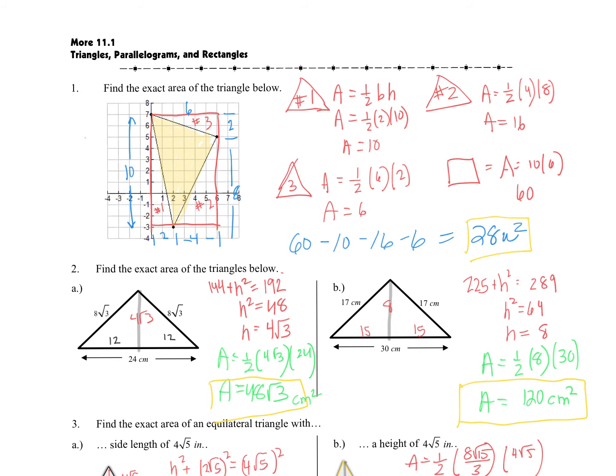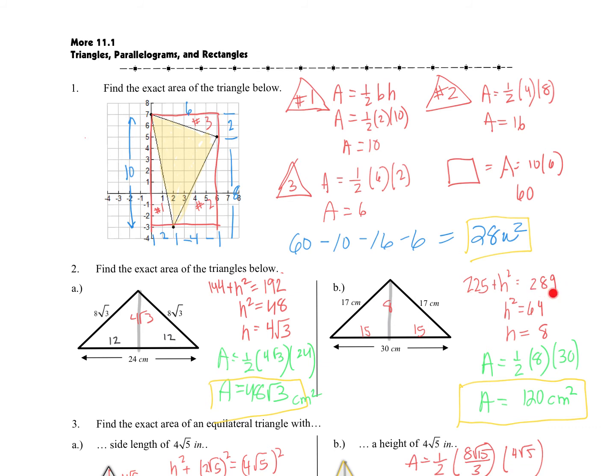All right, in the next one here, we can see this is 30, so I'm going to draw this in. This is going to be 15 and 15. And then I'm going to say 15 squared, which is 225, plus h squared is going to be equal to 17 squared, which is 289.